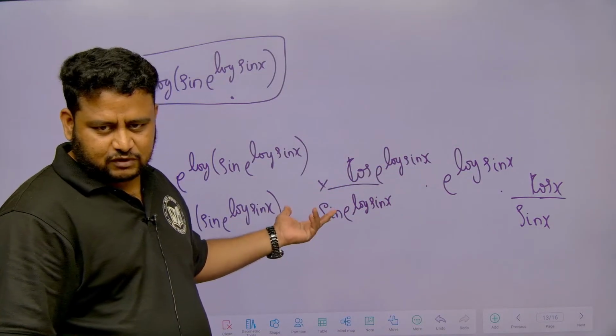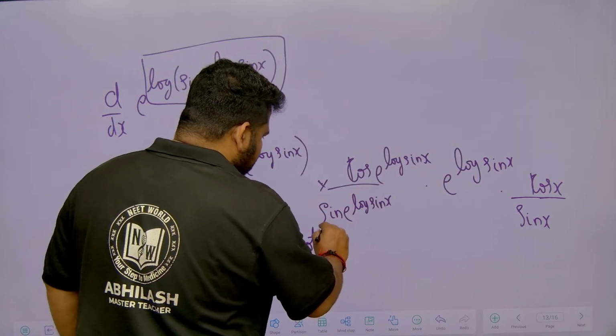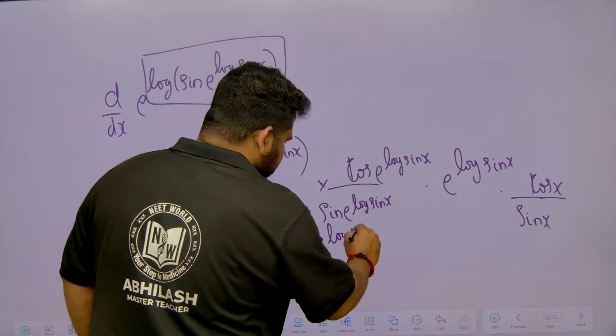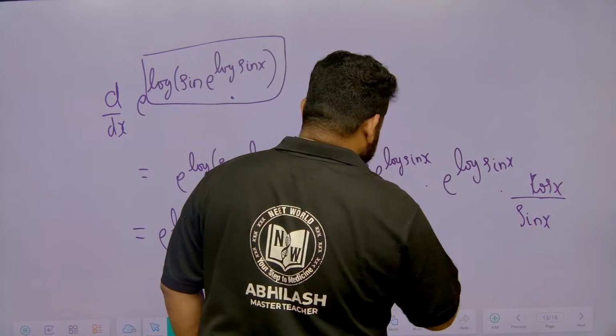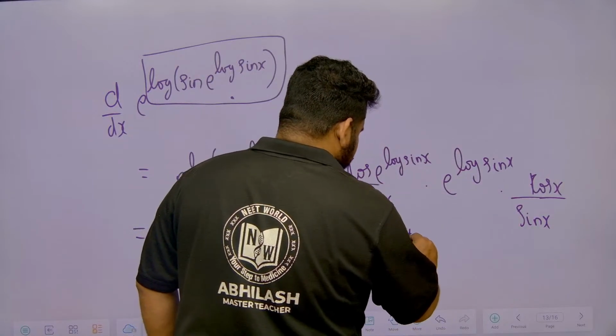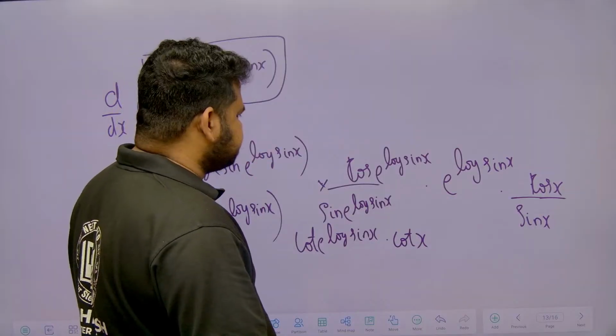Cos by sin we get what? Cot. So this will become cot into e power log sin x, into what we are having? Cos x by sin x, that is cot x. Cot x we are having.